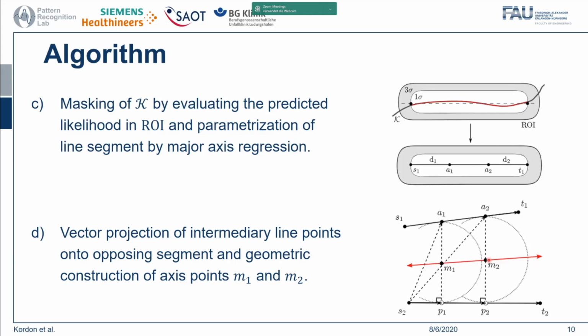And we then take only these points we are interested in and perform a major axis regression to get some kind of line segment representation. And to then find these midpoints of the inscribed circles is just some basic geometric construction.